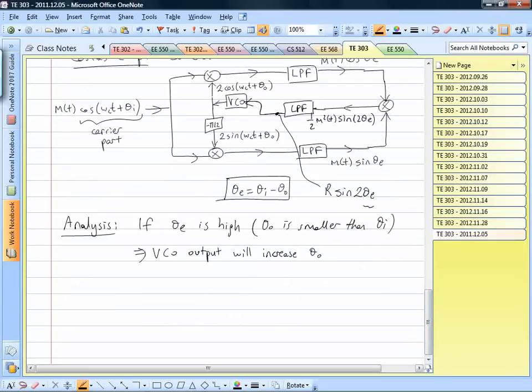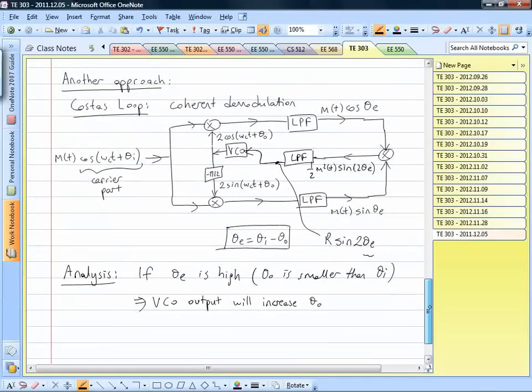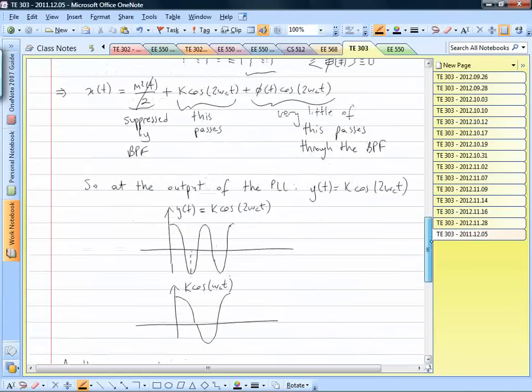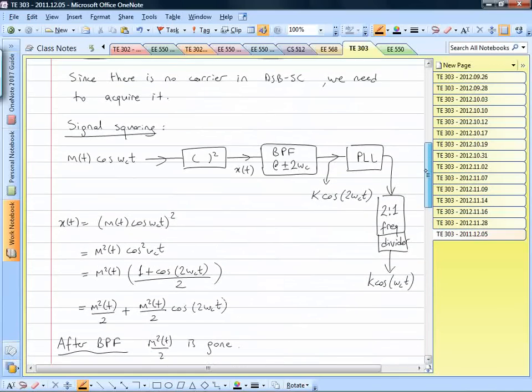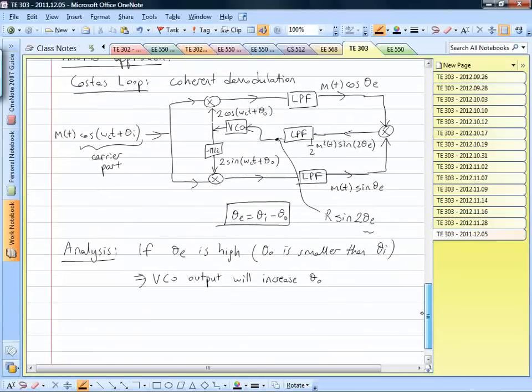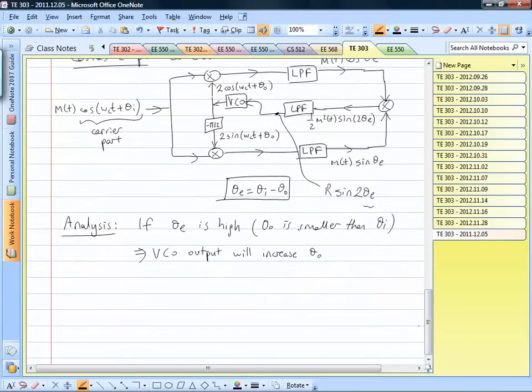So we compensate for the differences, and this is another kind of phase lock loop, a separate circuit, which is called the Costas loop, which can handle this synchronization issue when you don't have a carrier. That's another approach. So you can do either the first approach, which is signal squaring, or the Costas loop, which will also handle this issue of carrier acquisition.